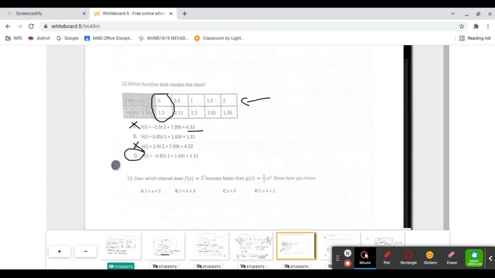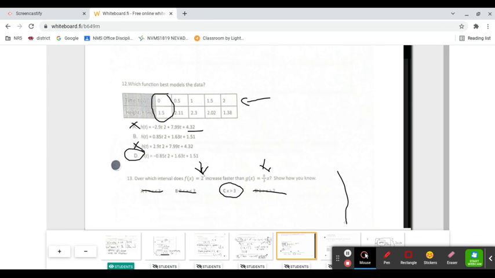Number 13, over which interval does f of x equals 2 to the x increase faster than 8 over 3x, sorry. This one is an exponential function. This one is a linear function. So the bigger number you plug in for x, the more it's going to increase. So we don't want to use a number between 1 and 2. That would be a small number. We don't want to use a number between 1 and 3, and we don't want to use a number between 2 and 3 because the biggest option that we have is when x is greater than 3.